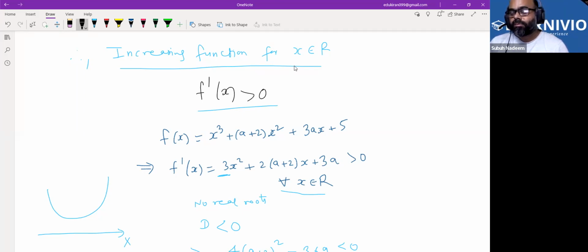Sir, after f dash x, what is that inverted A? Inverted A means, after f dash x, for all x belonging to real numbers. This is a short form of for all.